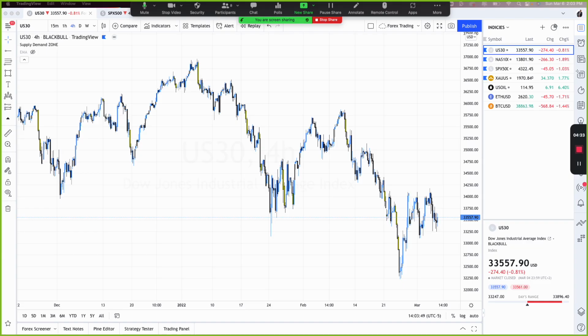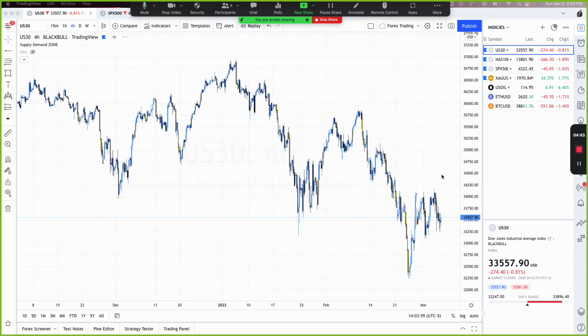So let's start with US30. I'll break down the concepts here, and then you'll see how it applies to everything else that I have marked up. So looking at US30, I always advise to start with higher time frames, at least the 4 hour, so you can get a better idea of what the market is doing. Watch this.